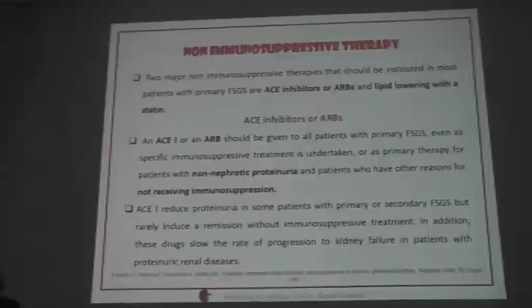Now I'm going to talk about the non-immunosuppressive therapy for patients with focal segmental glomerulosclerosis. These are medications that we define as antiproteinuric drugs, for example, ACE inhibitors or ARBs, in actual fact. These are the two main non-immunosuppressive therapies that should be instituted: either ACE inhibitors or ARBs, or lipid-lowering medication. Let's start with ACE inhibitors or ARBs.